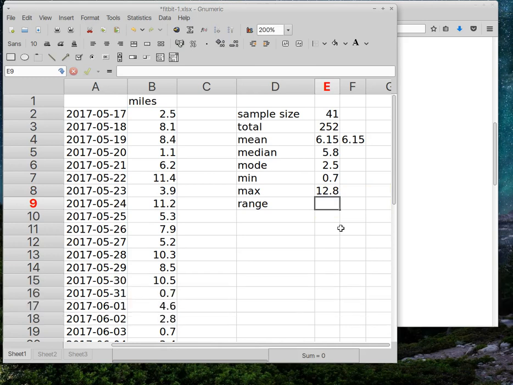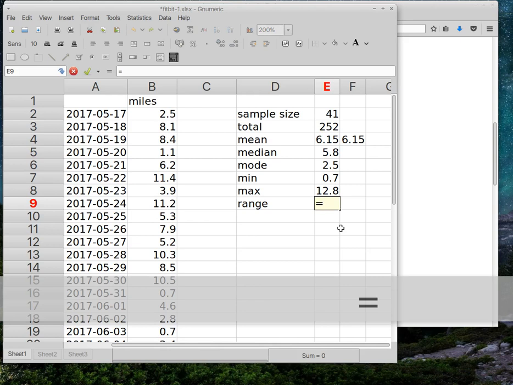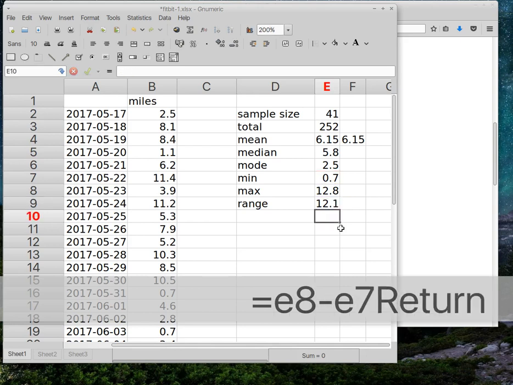Now for the range, I don't think there's a built-in command, but we can do some easy subtraction. Equals the maximum, which was in E8, minus the minimum, which was in E7. And so the range is the difference, 12.1 miles.